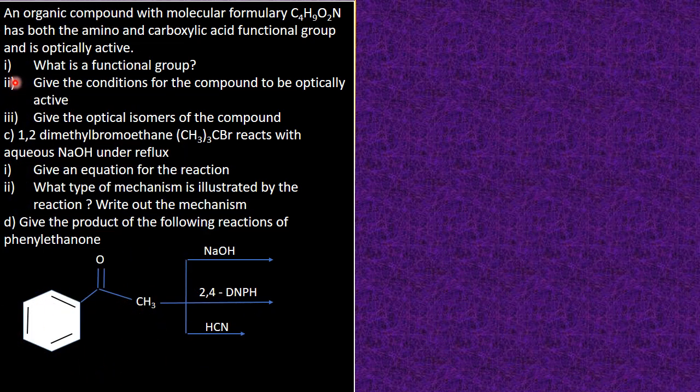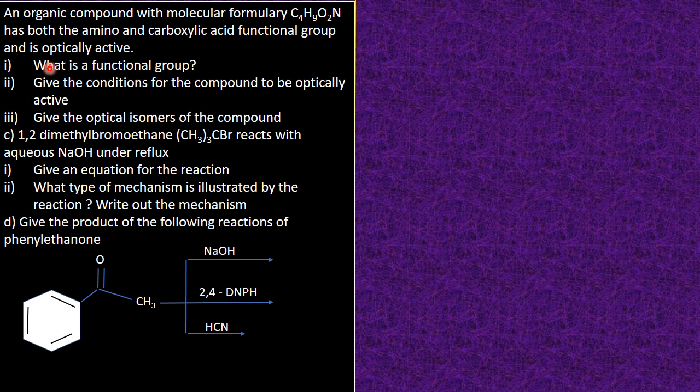We can see on screen it's saying that an organic compound with molecular formula C4H9O2N has both the amino and the carboxylic acid functional group and is optically active. Great. So friends, take note of all the data that the question has provided. Roman 1 is asking what a functional group is, Roman 2 gives the conditions for the compound to be optically active, then Roman 3 asks for the optical isomers of the compound. So friends, let's tackle these two and we shall look at those ones later.